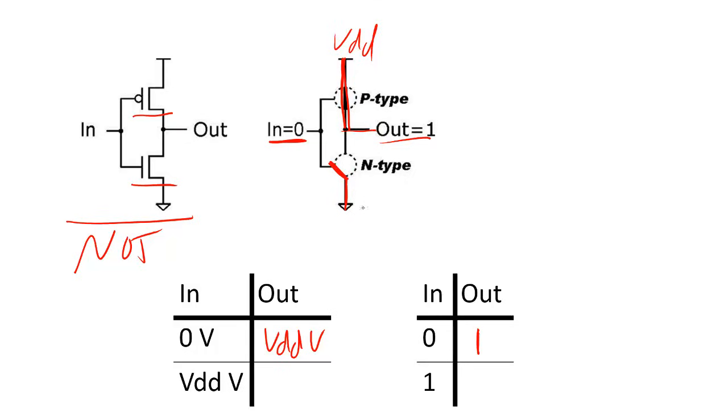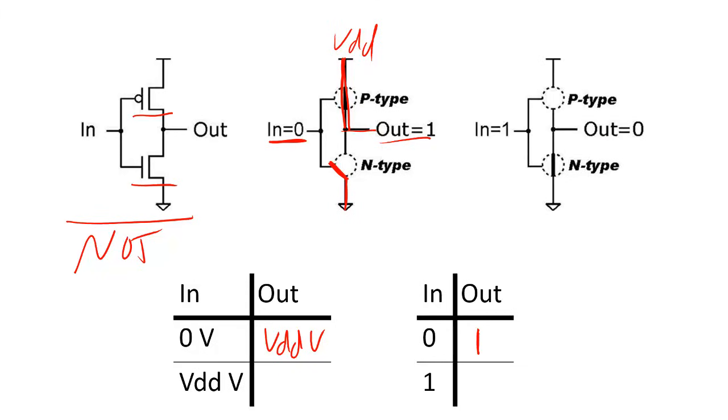On the other hand, this N-type is going to be open, so there's no connection between our output and ground. If we input a 1, or VDD volts, we have a direct path between ground and the output, so our output is going to have 0 volts and be a logical 0. And our P-type is going to become an open, so there's no connection between VDD and the output. And so this is how we build our NOT gate, which has this symbol.